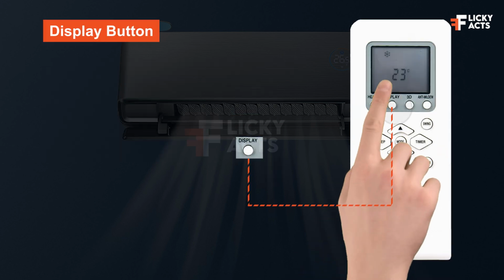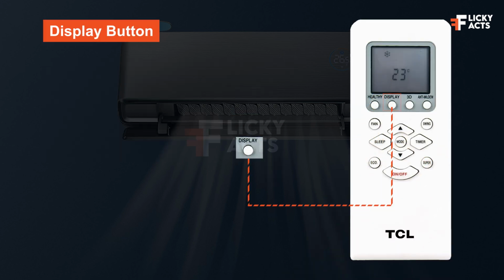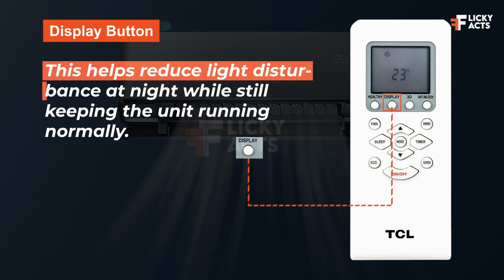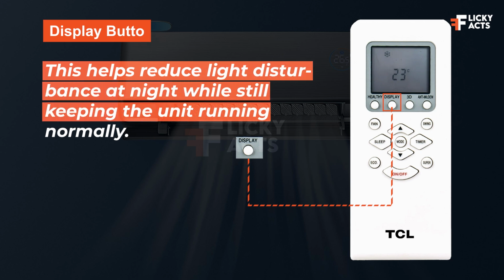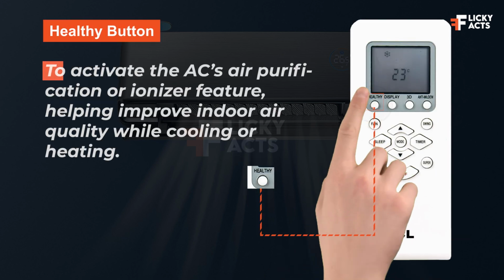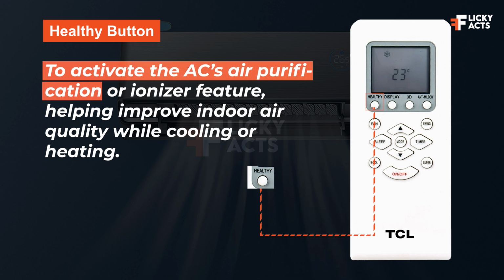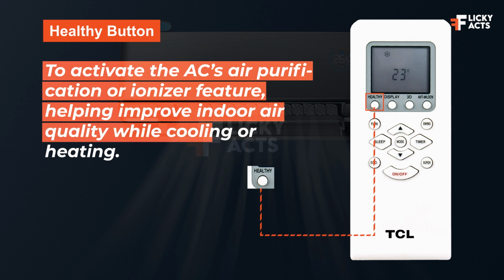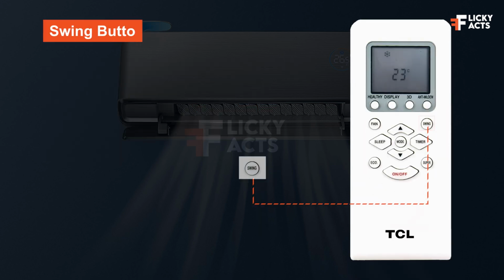Press the display button to turn the AC's screen light on or off. This helps reduce light disturbance at night while still keeping the unit running normally. Press the Health button to activate the AC's air purification or ionizer feature, helping improve indoor air quality while cooling or heating.